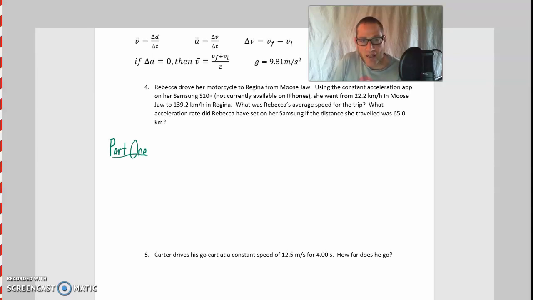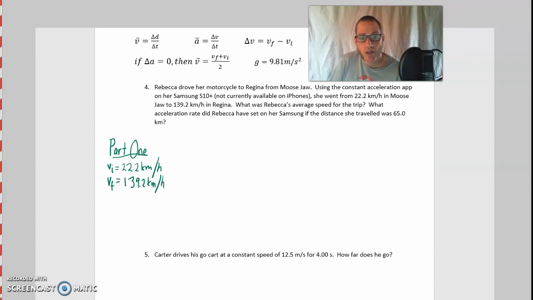What do we know? We could draw a diagram, but it's just a car that's going from Moose Jaw to Regina, so I think if you can visualize that, you're good. The first thing I notice is 22.2 kilometers per hour, and that's the initial velocity. And then when she gets to Regina, that's her final velocity, her final speed: 139.2 kilometers per hour.